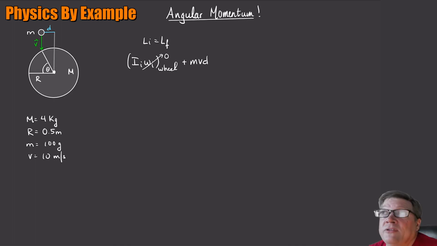So that's the angular momentum of the whole system. It's got 2 parts, or at least possibly 2 parts. One of them happens to be 0. But there's 2 objects in the system, so I have to write down angular momentum for each one. And then this is going to be L final. Okay, what is L final?